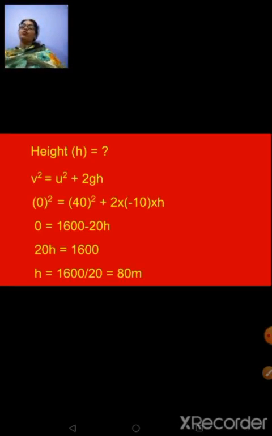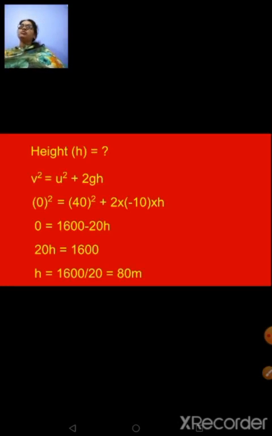I have told you why we are using these letters G and H here. So substituting the values of V, U, G and H in this equation, V square is equal to U square plus 2GH. V square is 0 square, U square is 40 square, 2, G is taken as minus 10. G value is given as 10 meter per second square. We are taking it as minus 10 because we are going to calculate the maximum height reached by the object when it is thrown upward.